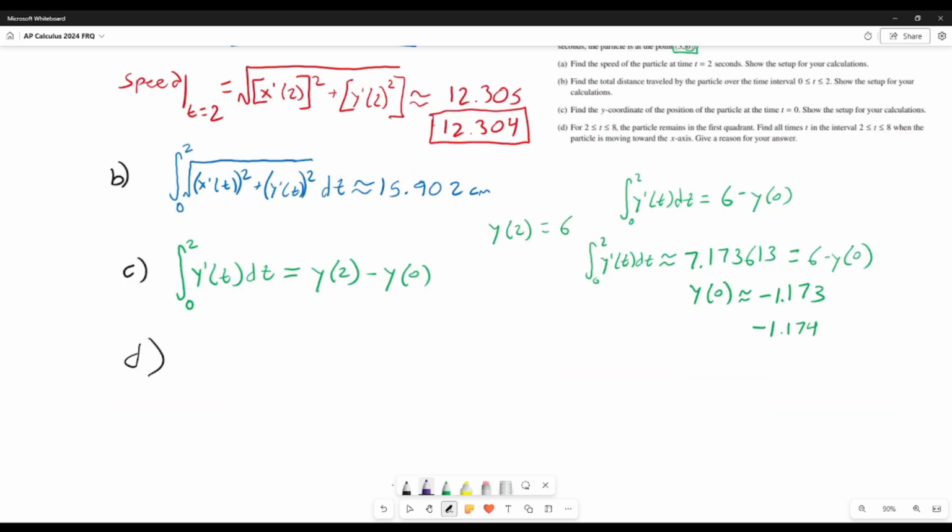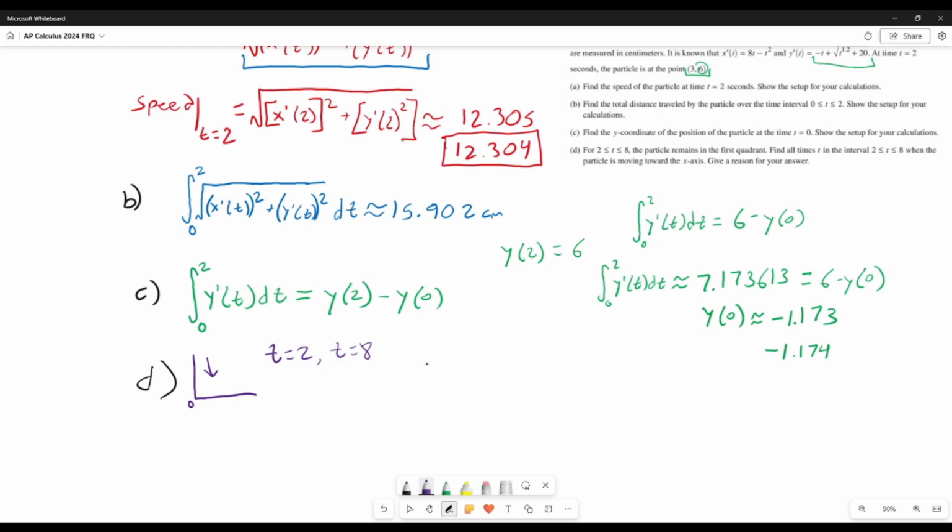Alright, now moving on to part D, we are told that for t from 2 to 8 inclusive, the particle remains in the first quadrant. Find all times t in the interval 2 to 8 inclusive when the particle is moving toward the x-axis. Give a reason for your answer. So we can go ahead and make ourselves a little drawing here. We know that from t equals 2 to t equals 8, the particle remains in this first quadrant here. So we need to find all times t in that interval when the particle is moving toward the x-axis, meaning when the particle has a negative y velocity.